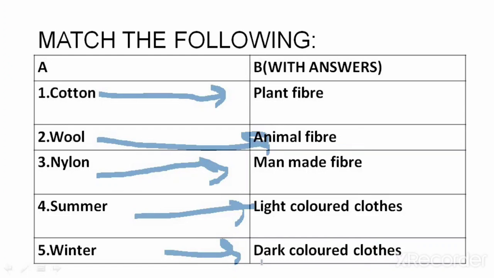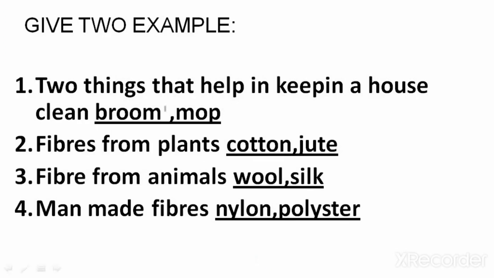Moving on, next, give two examples. Two things that help in keeping our house clean. What are the two things that we use for cleaning our house? Broom and mop. Two things that help in keeping house clean: broom, mop. What is the answer? That is broom and mop.